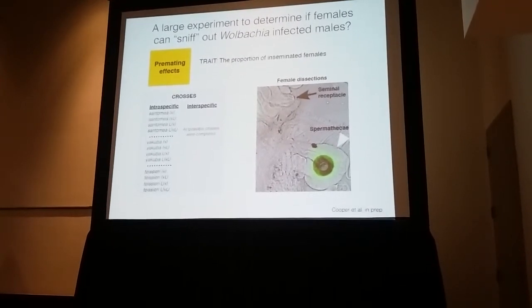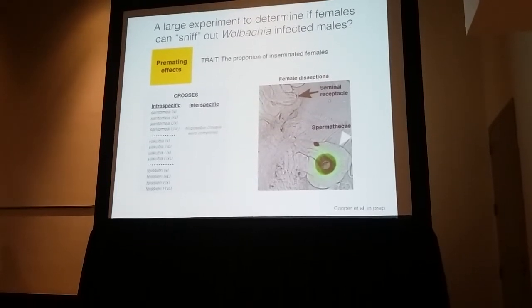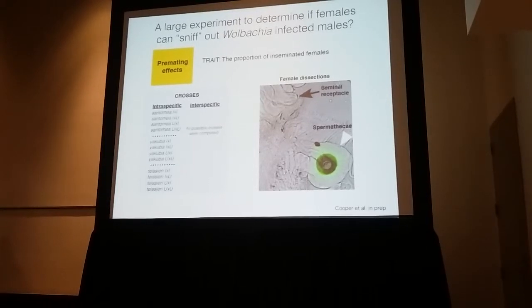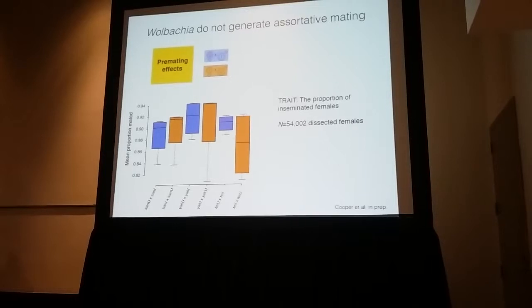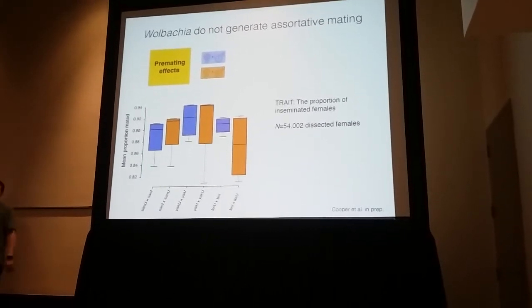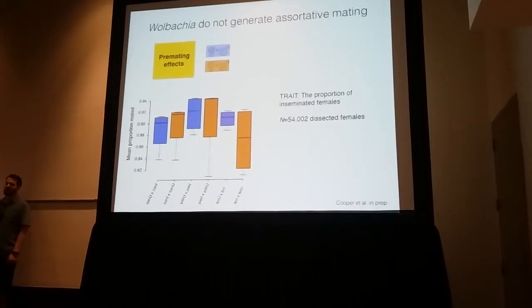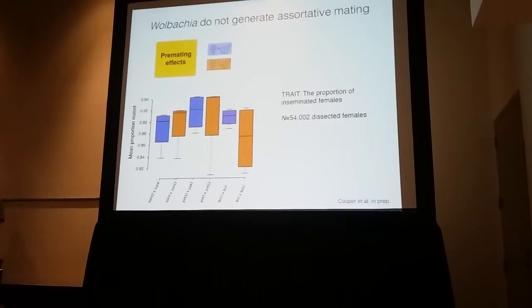So what we did is we set up all the possible intraspecific crosses, all the possible interspecific crosses, 100 males, 100 females in vials. We come back in 24 hours. We dissect all those females to see if they've been inseminated. And when we do that, what I'm showing you here are the within species crosses, and what you can see is a pattern here of females discriminating against infected males when they don't have Wolbachia would be the blue bars being lower. And we don't see that here.